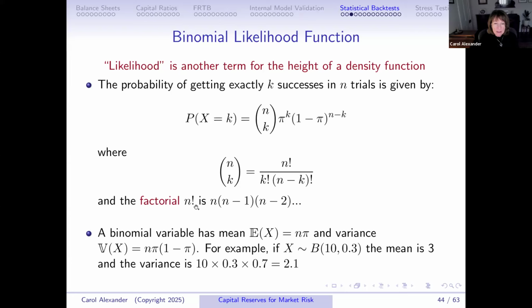And this exclamation mark is called the factorial. So n factorial is n times n minus 1 times n minus 2, and so on. In other words, it's like 6 times 5 times 4 times 3 times 2 times 1. That's 6 factorial. Anyway, as I stated in the previous video, a binomial variable has mean n pi and variance n pi (1 minus pi). So if pi is 0.3, then the variance where there are 10 trials is 10 times 0.3 times 0.7, which is 2.1.